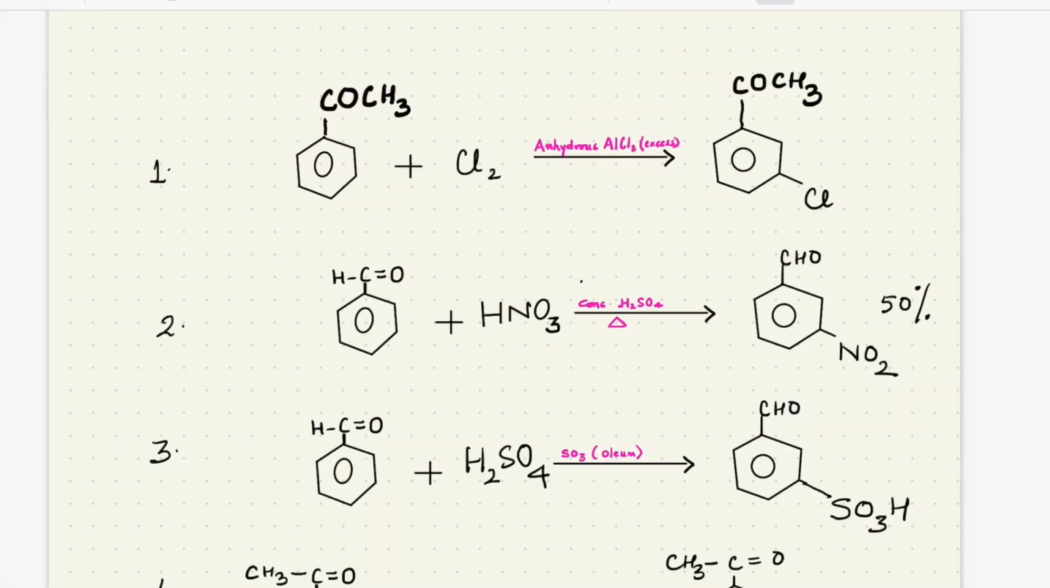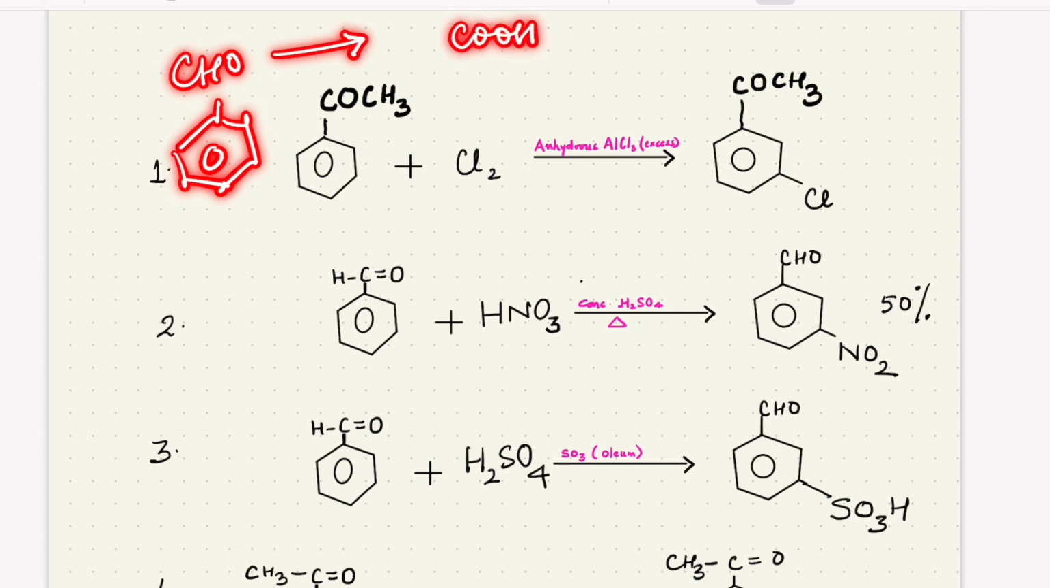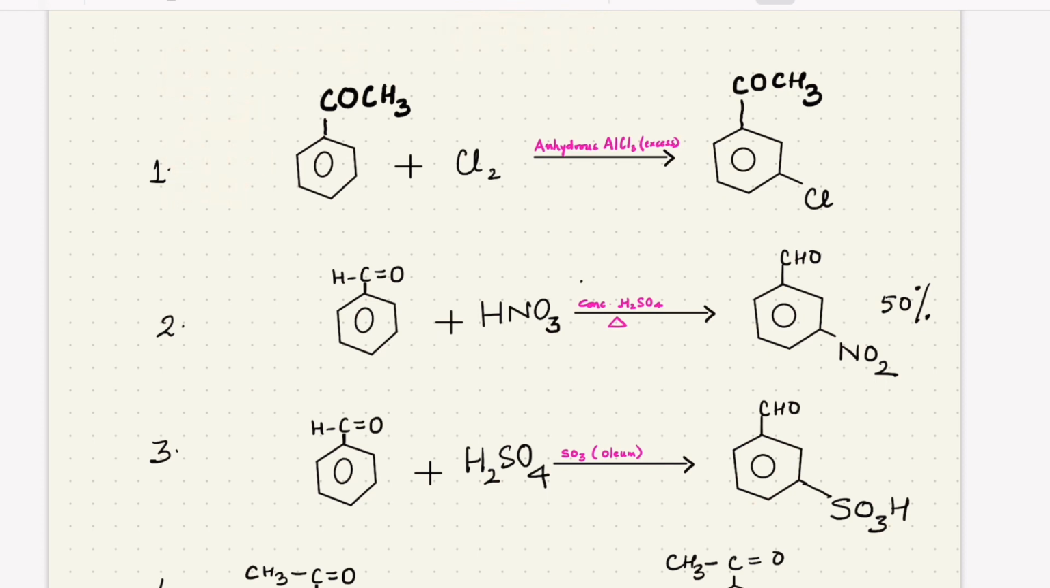So let us look at some of the electrophilic substitutions. So look at the first one. I have taken acetophenone, that is, you also call it phenyl ethanone, and I have shown the chlorination of this, and the chlorination is taking place at meta position. I have not written the chlorination of aldehyde. Why? Because during chlorination this gets oxidized to carboxylic acid, hence we do not have chlorination for benzaldehyde.